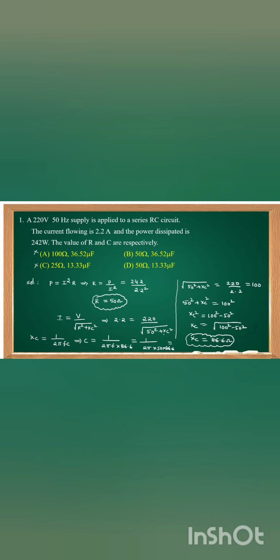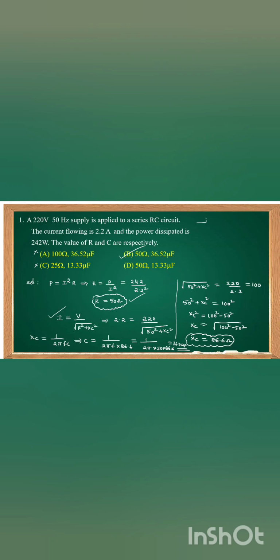Using this, I calculated the R value, and using this, you calculated the C value. I'm getting 36.7 microfarad. That is 50 ohms, 36.7 microfarad. So approximately, B is the answer. Clear? Okay. Next.